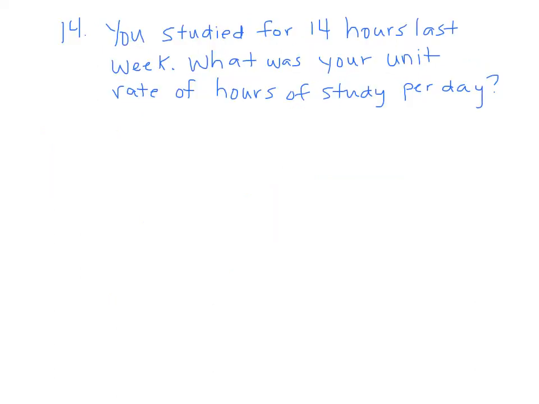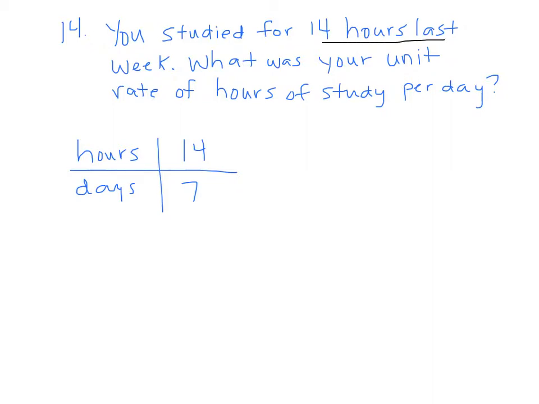For number 14, this one says you studied for 14 hours last week. What was your unit rate of hours of study per day? So if we set up a ratio table, I've got hours and I've got days. We have 14 hours for our 7 days. And the reason I got those numbers, let me just write my chart here, is because if you look up here, you studied for 14 hours last week. Well, we have to recognize that when we're talking about a week, we're talking about 7 days. Okay, 7 days in a week. That's where I got my 7 over here from.